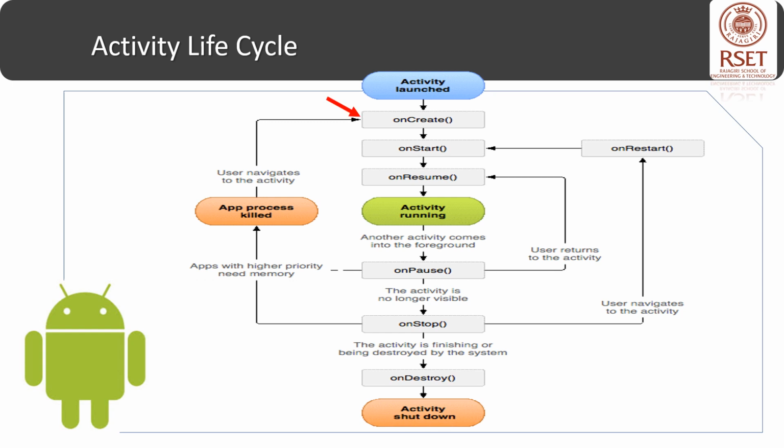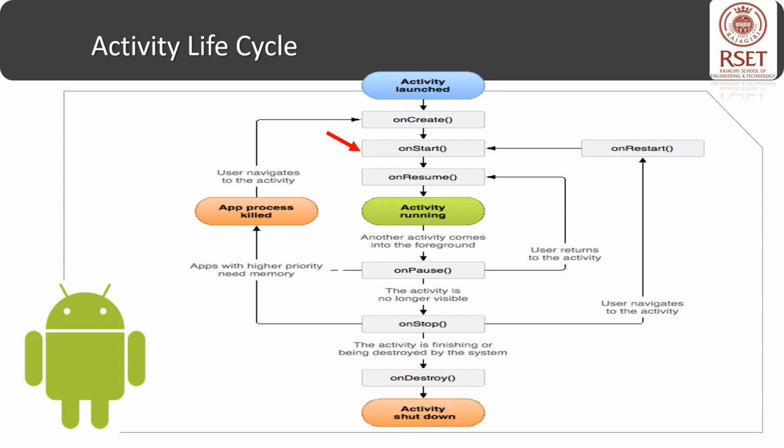The first one is the onCreate method. The onCreate method is initiated when the system creates an activity for the first time. The Android system initiates its program within an activity by invoking the onCreate callback method.